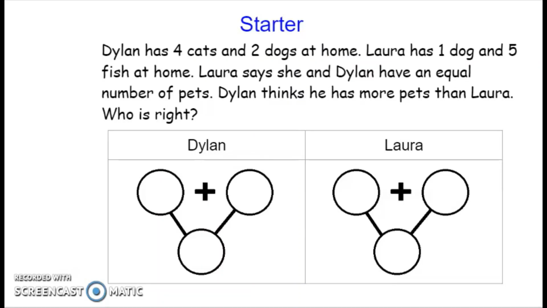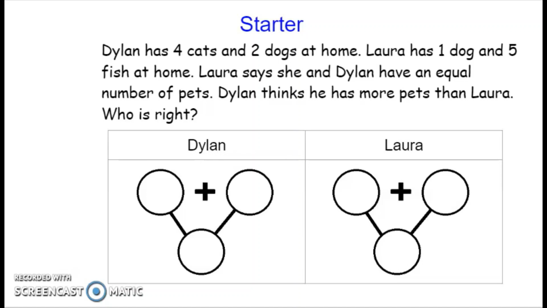For our starter problem, feel free to read along or in your head as I read to you. Dylan has 4 cats and 2 dogs at home. Laura has 1 dog and 5 fish at home. Laura says she and Dylan have an equal number of pets. Dylan thinks he has more pets than Laura. Who is right? Remember, great mathematicians always go back and reread. So let's go ahead and do that.